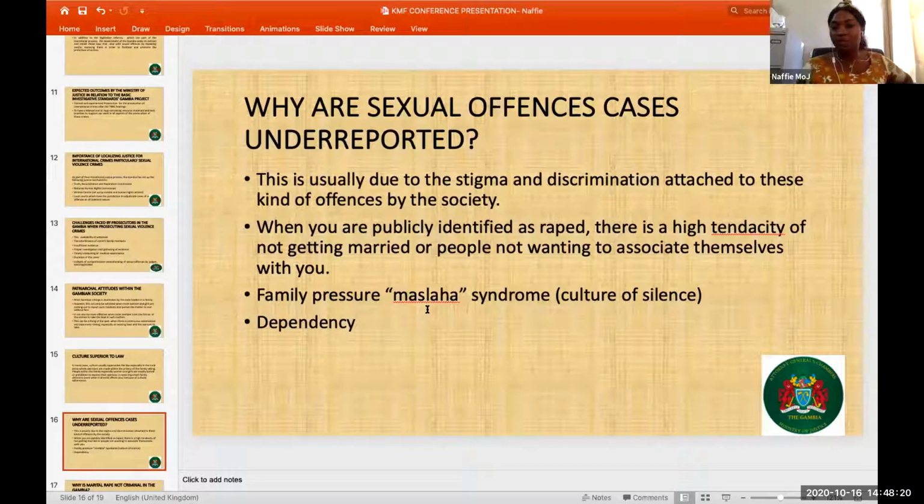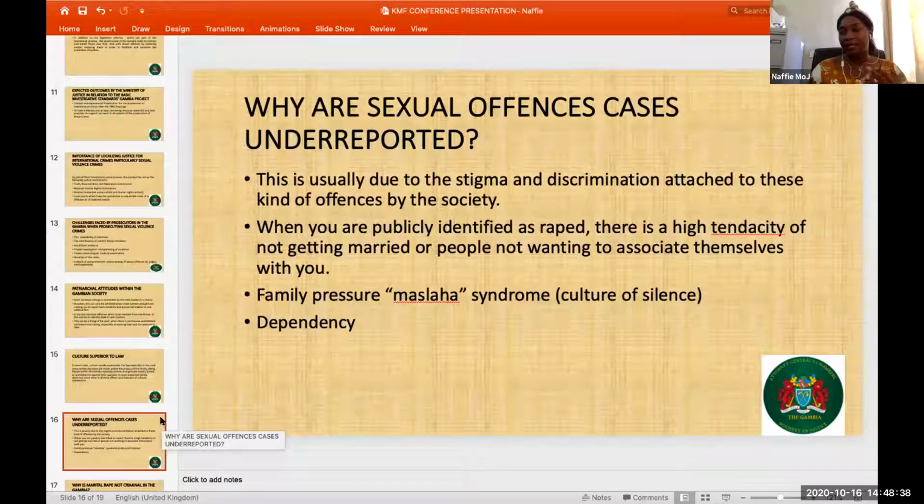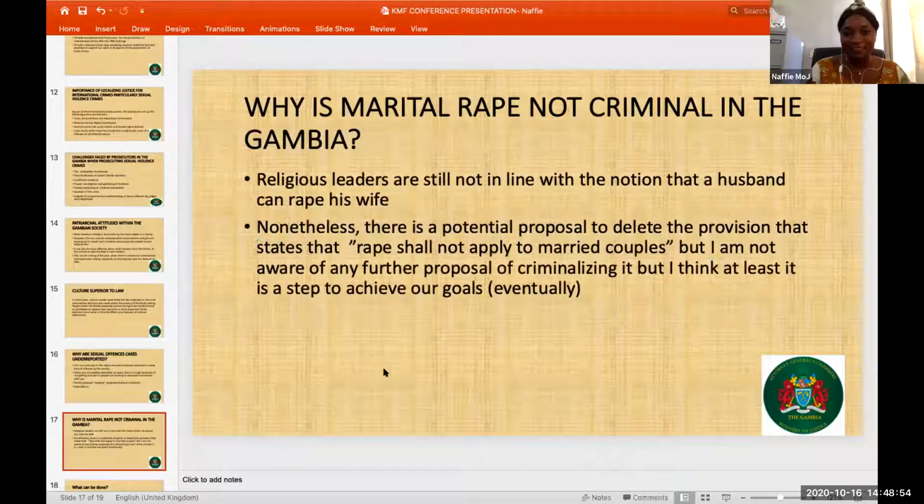And also family pressure, which we call locally the maslaha syndrome, which also links back to the culture of silence, because you rather keep quiet and deal with it internally than having to expose the perpetrator. And also dependency. Some of them are unemployed, uneducated, and so dependent on their male folks that when they report these matters, they might get sent out of the house. At the end of the day, they'll just have to suffer the consequences on their own. I'm almost done.